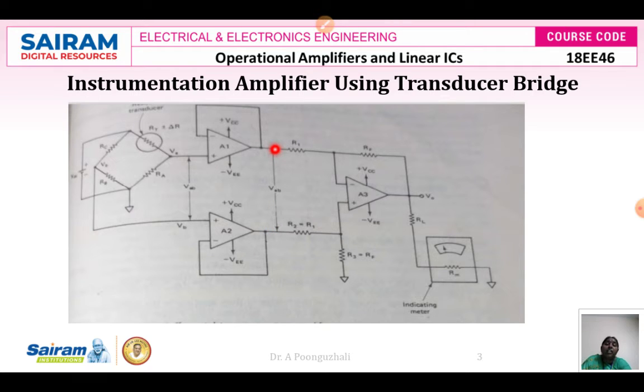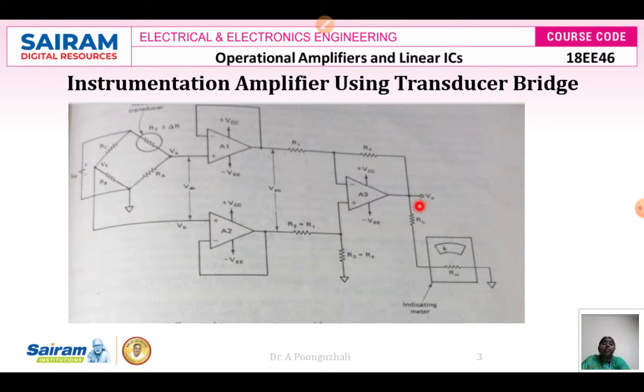If I write my KVL equation, it is going to be VA minus VAB minus VB is equal to 0. When I write it, that means VAB is equal to VA minus VB. This voltage I will give to a differential amplifier. The differential amplifier is designed in such a way that R1 is equivalent to R2, and similarly the feedback resistance is equivalent to the R3 resistor I am going to use here. Whatever differential voltage VAB I get is going to be amplified and we get the output voltage.